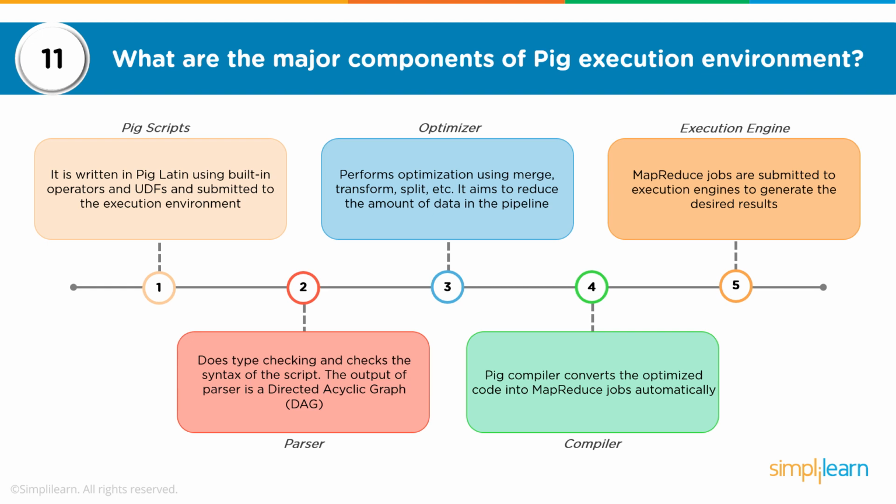Then you have an optimizer. Now this optimizer performs optimization using merge, transform, split, etc. It aims to reduce the amount of data in the pipeline. That's the whole purpose of the optimizer. You have an internal compiler. So the Pig compiler converts the optimized code into a MapReduce job. And here the user need not know the MapReduce programming model or how it works or how it is written. They all need to know about running the Pig script, which would be internally converted into a MapReduce job.